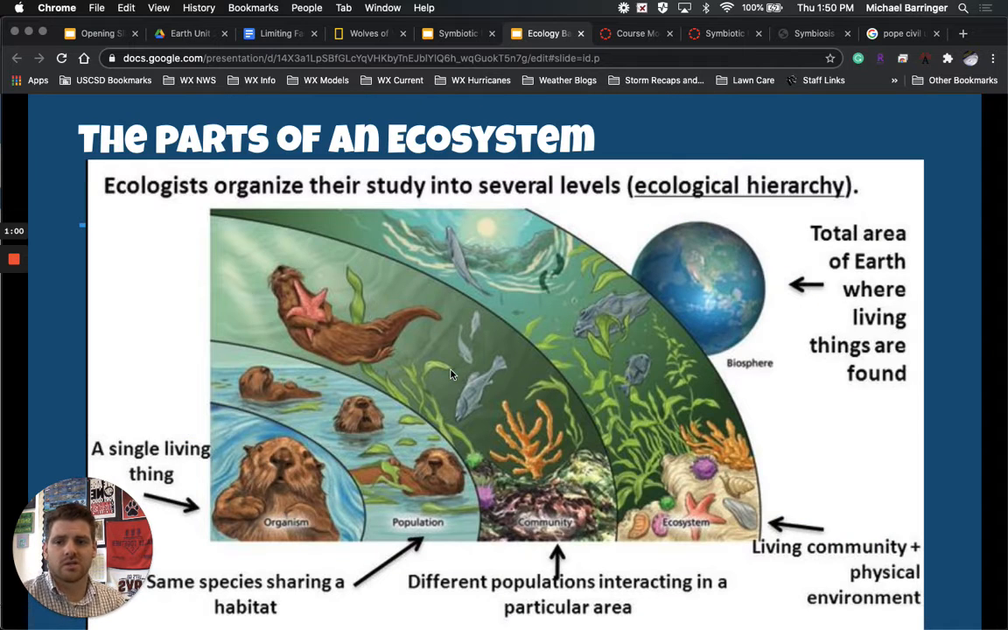Now, as we take a look at the ecosystem, we have to talk about the different parts. The smallest unit, the least amount of things within it, is a single living thing, which we call an organism. When you take multiple organisms and put them together, you're talking about a population. If you take multiple populations, like the otter, the fish, the aquatic life, the coral reef, now you're talking about a community. And when you take that community and put it into an area where it can interact with the physical things around it, the abiotic things like sunlight, water, and temperature, now you're talking about an ecosystem.